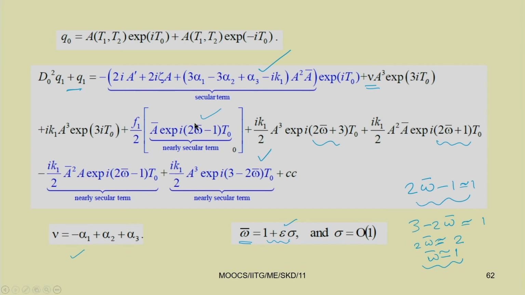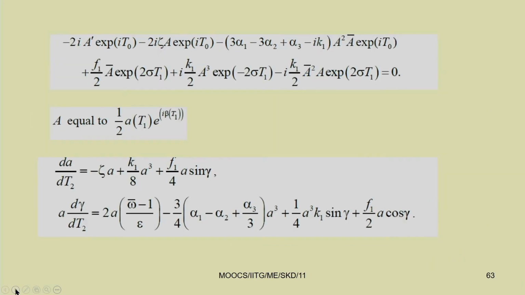So, these secular terms and mixed secular terms, or nearly secular terms, must be equal to 0 to have a bounded solution, because in our actual system the solution is bounded. To eliminate them, we put the right hand side equal to 0 and take a equal to half a e to the power i beta. Here a and beta are functions of t1. By separating the real and imaginary parts, we can write dA by dt2 equal to minus zeta a minus k1 by 8 a cubed plus f1 by 4 sin gamma. We can use the gamma term in a similar way, so we can write down these two equations.